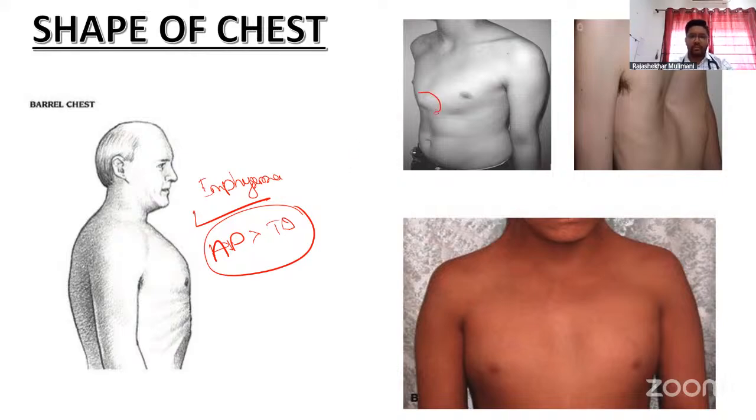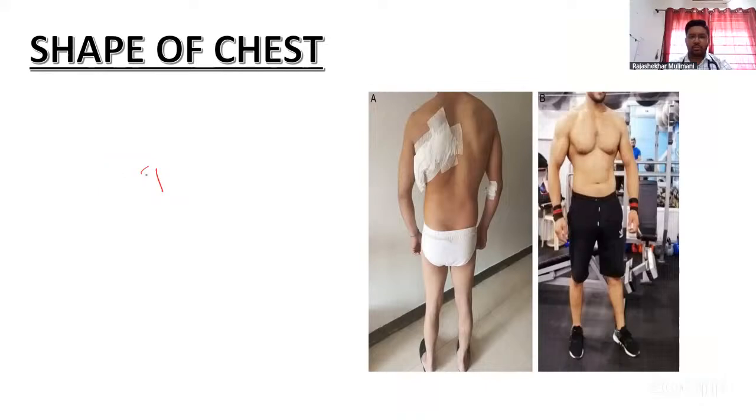And this is a pigeon chest, also called pectus carinatum. This is pectus excavatum. This is what I was describing. The shield chest can also show a very short neck, where the interareolar distance is very large. So this is a feature of Turner's syndrome.